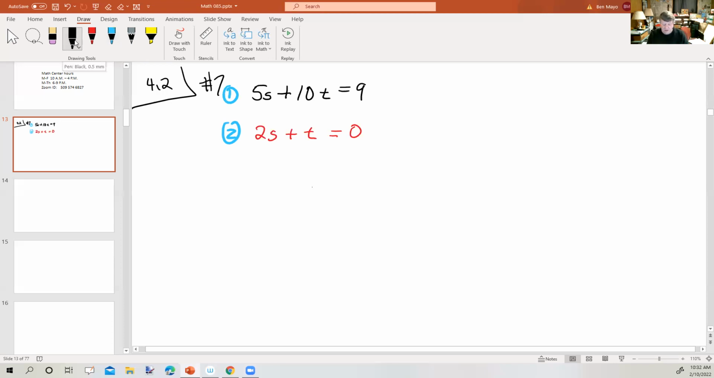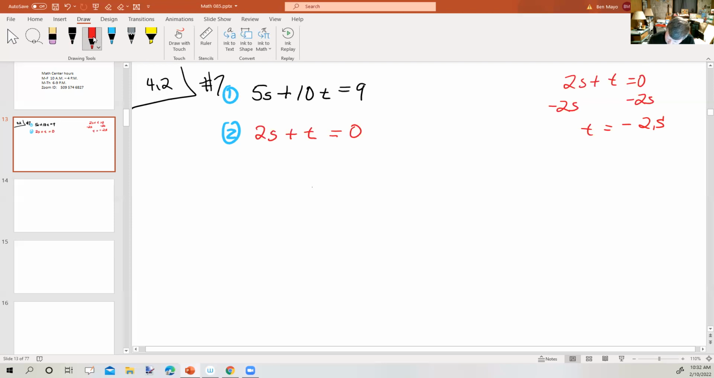So the first step in substitution is to take one of the original equations and solve it for a single variable. I'm going to take equation 2, which is 2s plus t equals 0. I'm going to subtract 2s from both sides of the equation so that I have t equals negative 2s. So I've solved one of the equations for one of the unknowns.